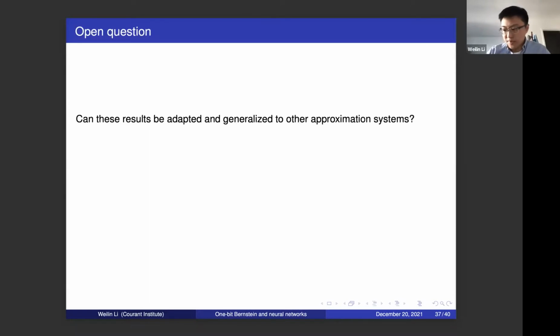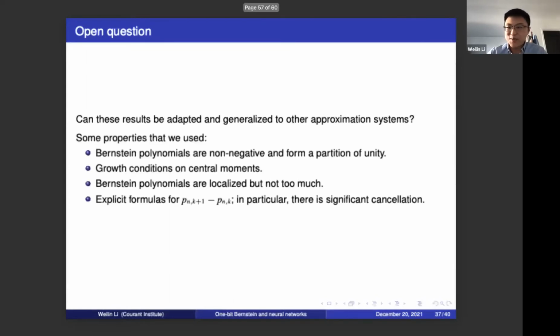So to wrap things up, let me describe a very natural open question. The question is, how special is Bernstein here? Can you adapt or generalize these techniques to other approximation systems, Fourier, wavelets, other approximation schemes like Legendre, Chebyshev, those types of things? To be honest, I have no idea. We just finished this work, so we haven't had too much time to think about these other directions. But it does seem to me that Bernstein is very special.